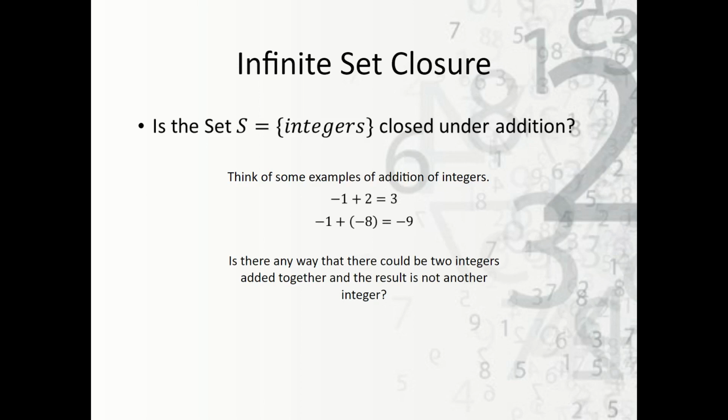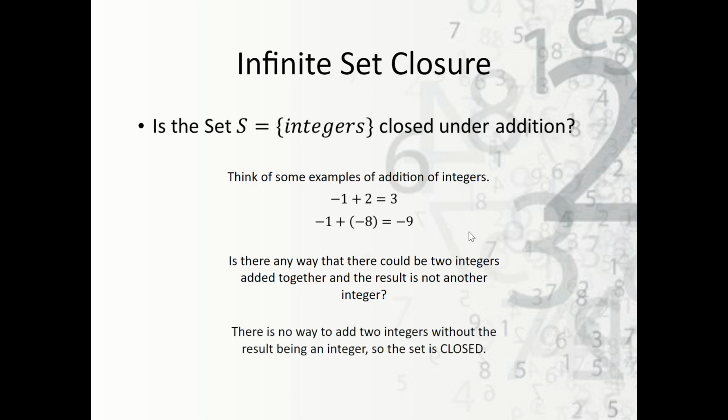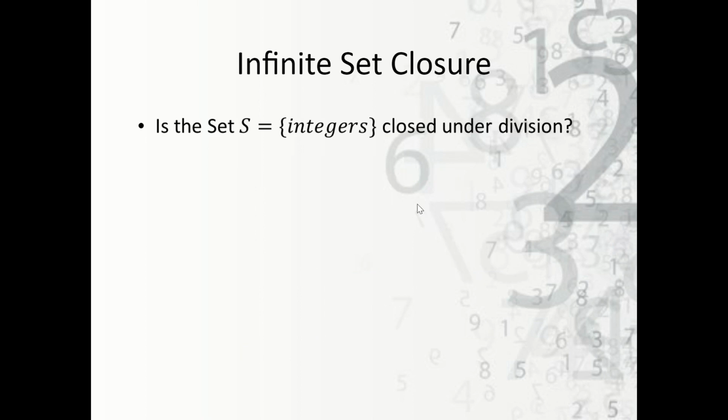So is there any way we can add two integers together and not get an integer? If I add any two negative integers, is there any way to get a fraction out of it? Is there any way to get a real number out of it? Is there any way to get a complex number out of it? Well, no, there's not, right? Anytime I add any two whole numbers together, I should get another whole number. So therefore, there is no way to add two integers together without getting another integer, so therefore the set is closed.